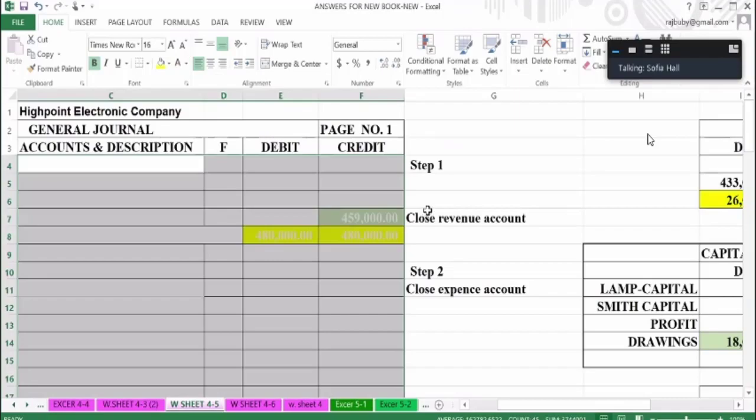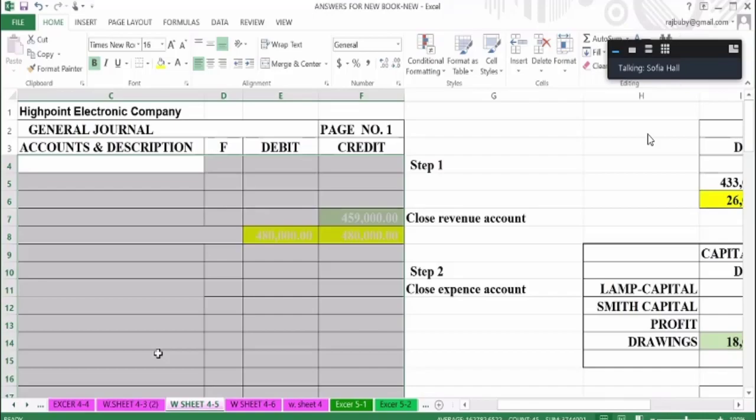Okay, number one, this is your trial balance. In the trial balance, you can see the income statement accounts. The first one is sales, 480,000, right? Sales revenue. According to the trial balance, you can see how much the sales revenue is. Sales revenue is 480,000. With the sales revenue, there are two other accounts.